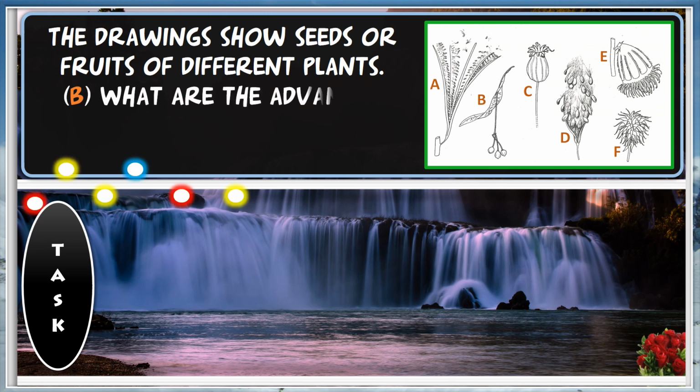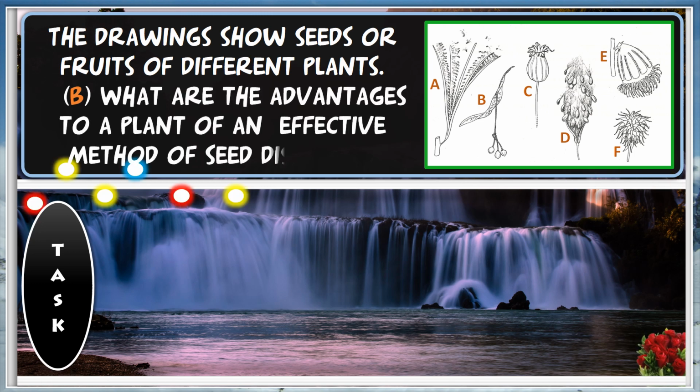The drawing shows seeds or fruits of different plants. Part B. What are the advantages to a plant of an effective method of seed dispersal?